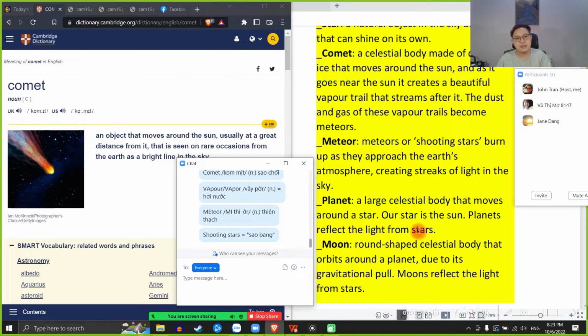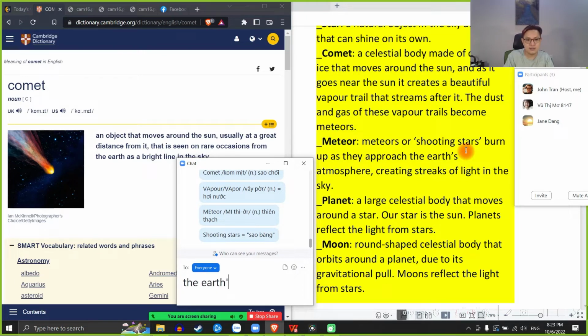Ok, meteor, thiên thạch nó là cái gì? Hay là thiên thạch hay còn gọi là sao băng á. Meteors or shooting stars, nó giống như là ngôi sao mà nó bị bắn xuống vậy đó. Sao băng thì nó đốt cháy khi mà chúng tiếp xúc với lại cái bầu khí quyển của trái đất.